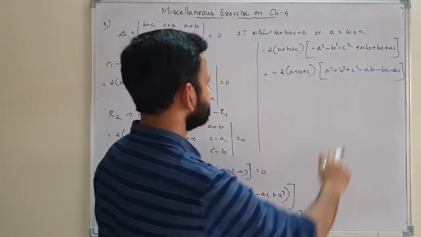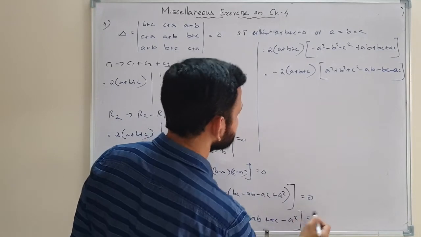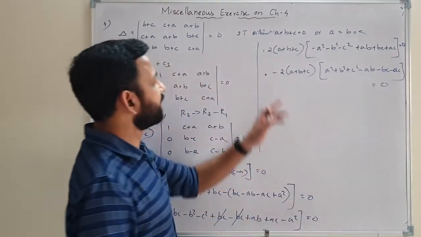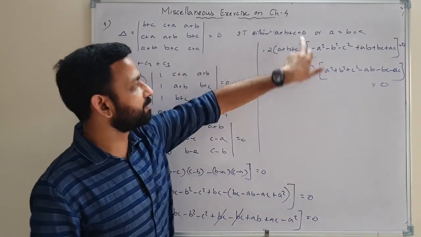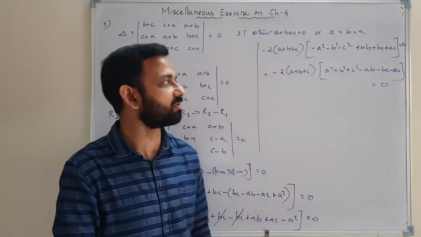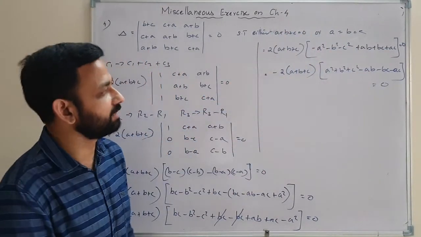So equal to 0, everywhere we will write this one equal to 0, and here also equal to 0. Now we can find that we need to prove A plus B plus C. When their product equal to 0, we can easily say A plus B plus C equal to 0. And one more condition is there, we need to show A equal to B equal to C.